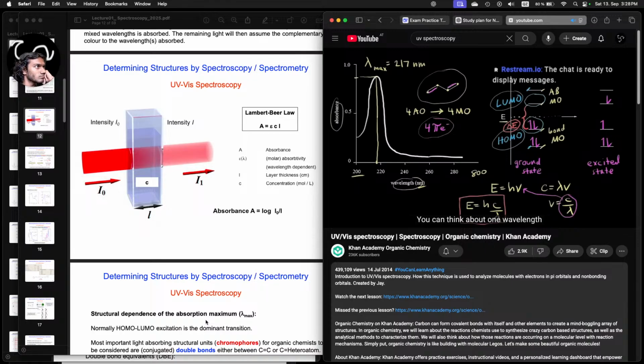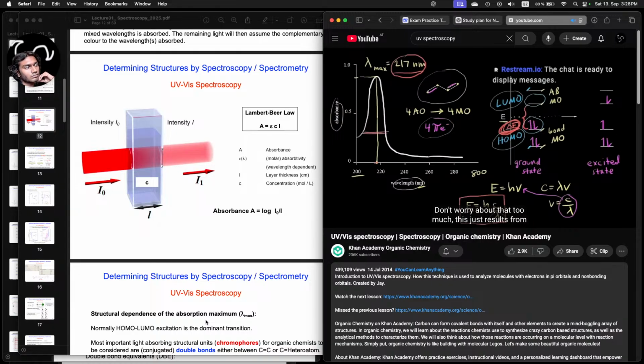You can think about one wavelength giving you a specific amount of energy. So this energy difference between the HOMO and the LUMO corresponds to a wavelength. If we go over here to the absorption spectrum for butadiene, we're talking about a wavelength of 217 nanometers. At first it might be a little bit confusing because it looks like we have a broad range of wavelengths that are absorbed here. Don't worry about that too much.